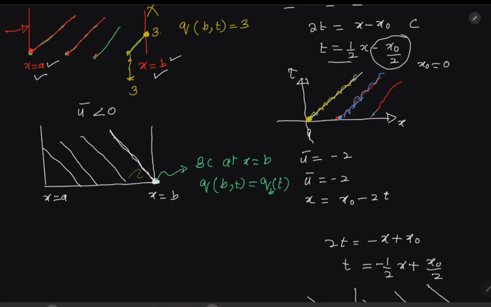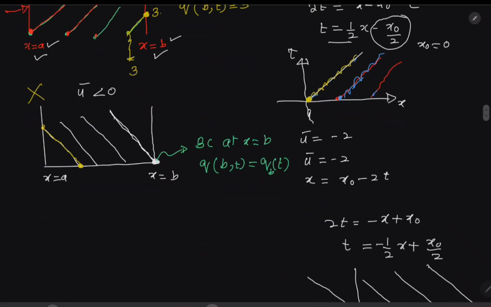And at x is equal to a, we see the characteristic is coming from the interior, so the information travels over here. So we don't need a boundary condition at x is equal to a. So the boundary conditions are decided based on the characteristic.